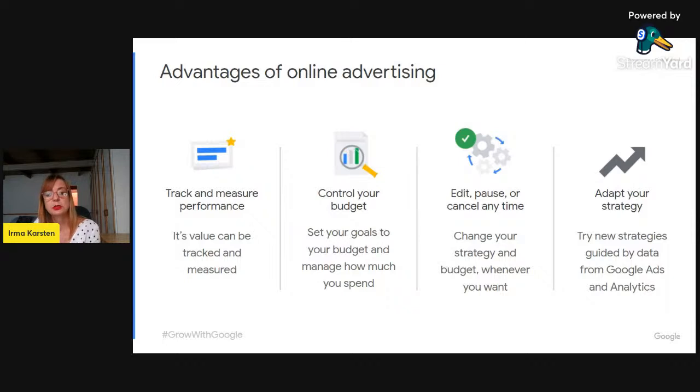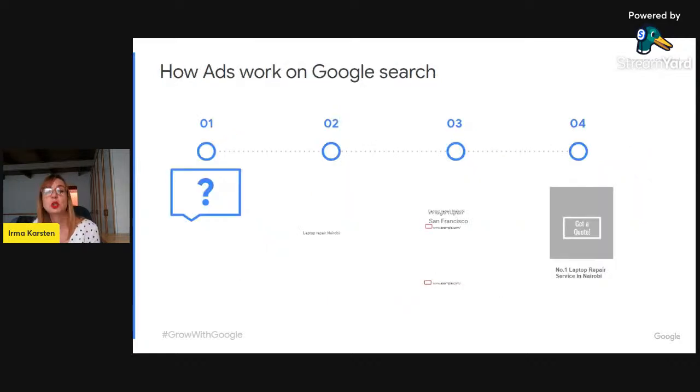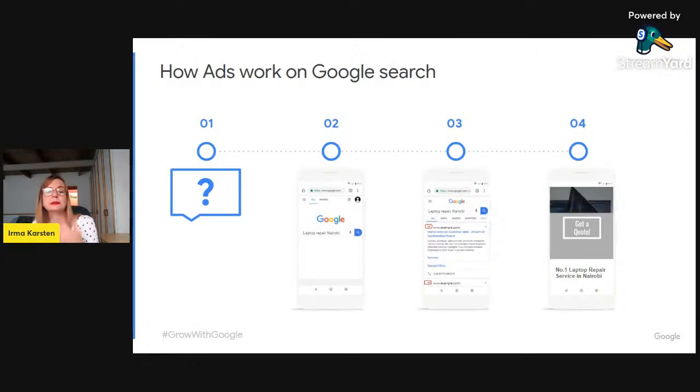Now, the most important reason for using data and insights is because we can determine what is working, what is not, and what works in digital marketing, we do more of. So if something is working, we duplicate, and we do more of that. Right? So how do ads work on Google search?